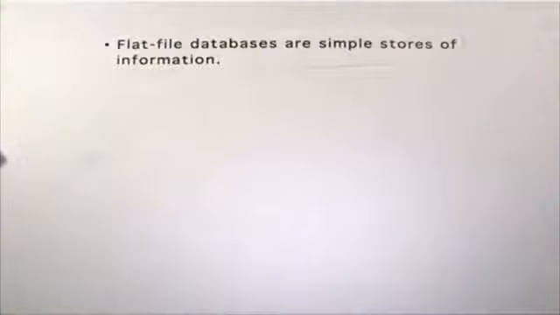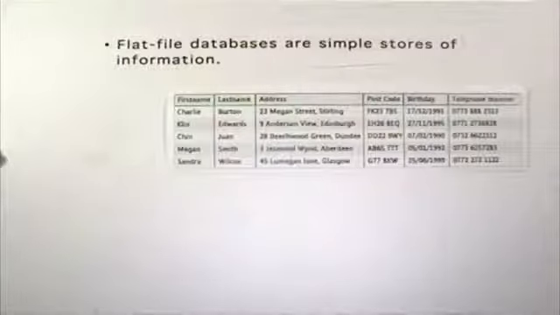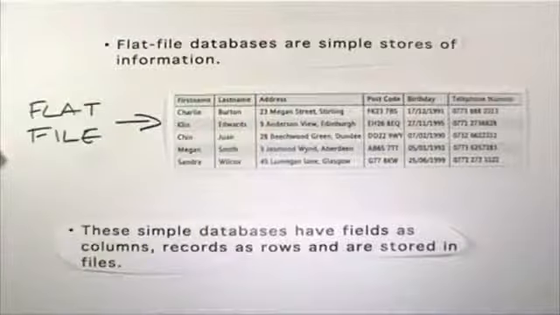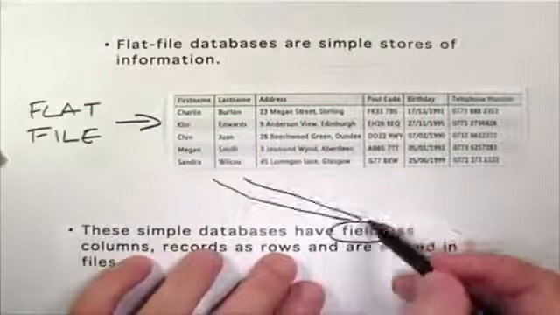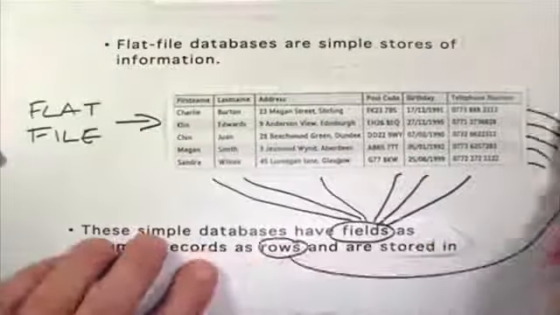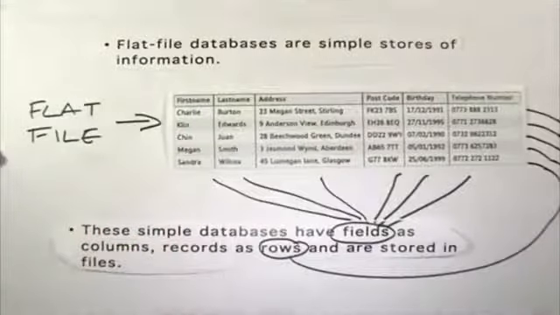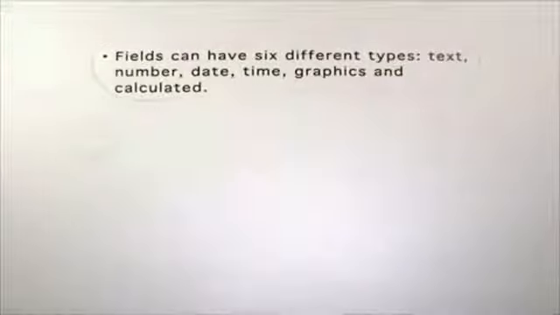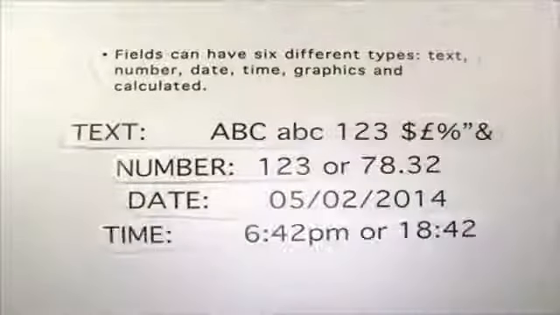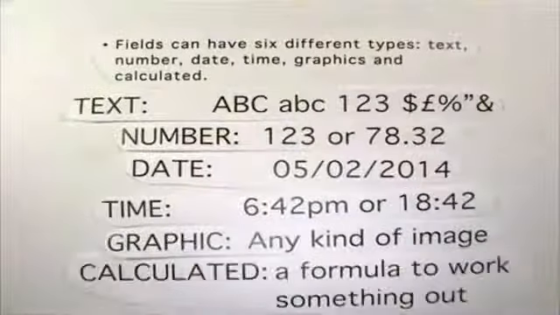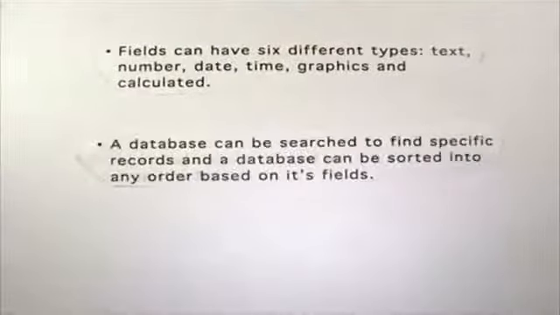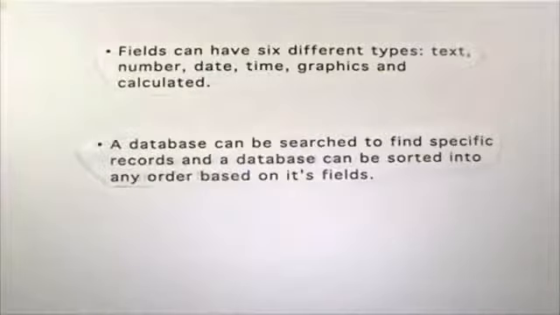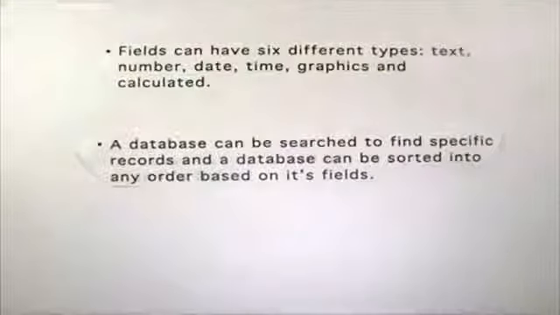So, some things to remember. Flat file databases are simple stores of information. These simple databases have fields as columns, records as rows, and are stored in files. Fields can have 6 different types: text, number, date, time, graphics, and calculated. A database can be searched to find specific records, and a database can be sorted into any order based on its fields.